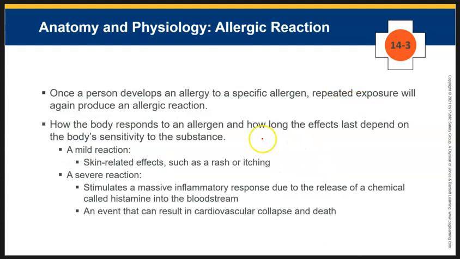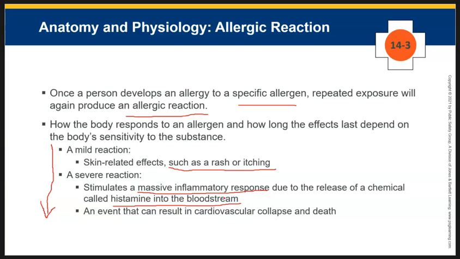Once a person develops an allergy to a specific allergen, repeated exposure continues to produce that allergic reaction. How the body responds to an allergen and how long the effects last depend on the body's sensitivity. So we have a range of responses, from mild to moderate to severe. And in a mild allergic reaction, we may have a rash or some itching, but in a severe reaction, we have this huge, massive inflammatory response because of histamine entering the bloodstream, and that can actually lead to anaphylactic shock.